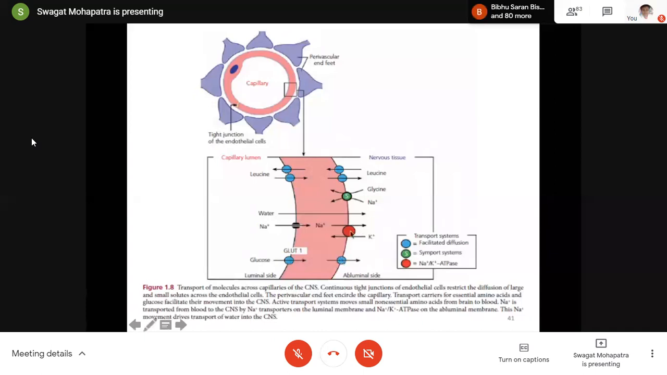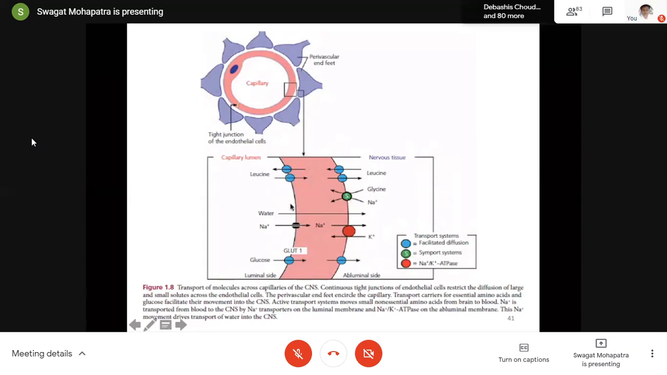Secondly, we have the sodium potassium ATPase pump, sodium outside, potassium inside. So there is a deficit of sodium inside, and sodium can also move through this. Then water can also move, and certain amino acids like leucine, if necessary, can move out from the nervous tissue towards the blood. If they are required, they can also move from the blood towards the nervous tissue. Similarly, glycine, which is generally produced by the nervous tissue, must be excreted out from the CNS towards the blood. So glycine takes the help of sodium symport to come inside.